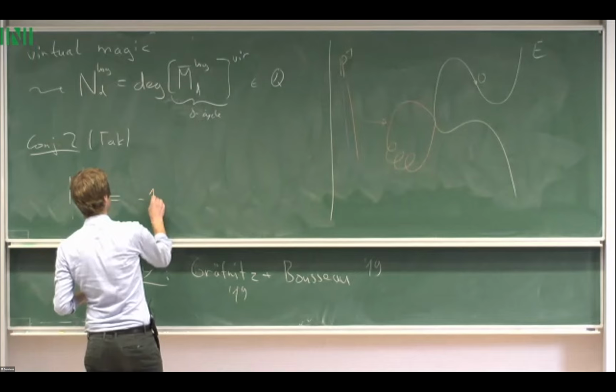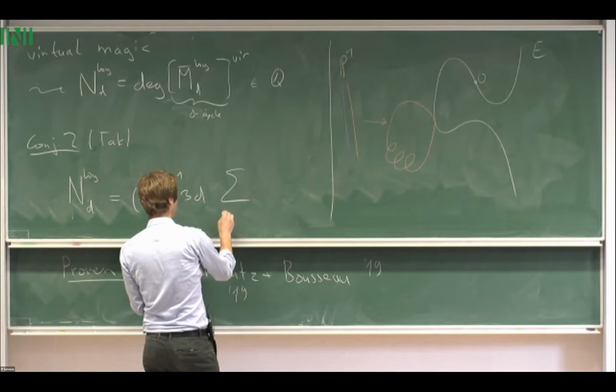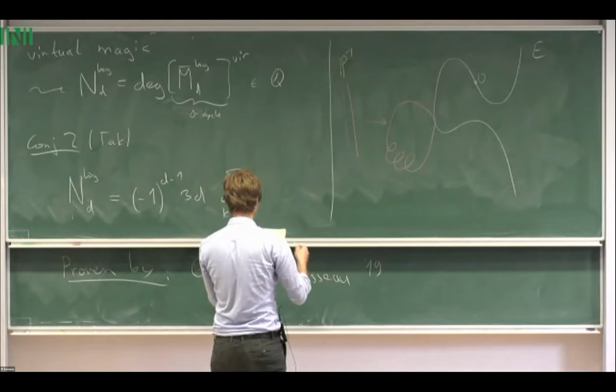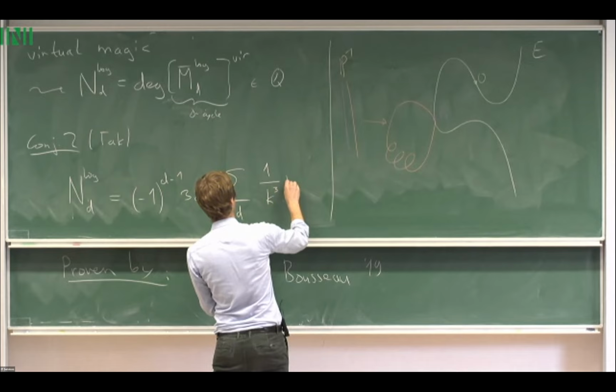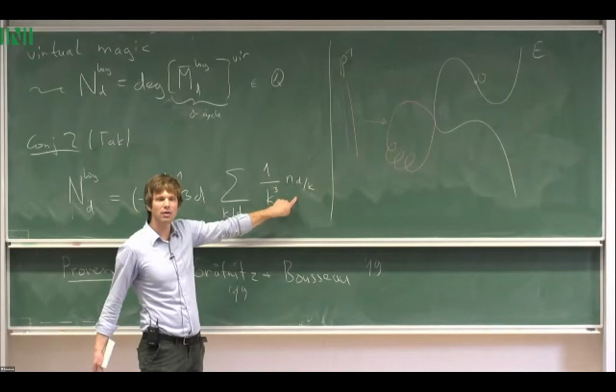There are always these signs that we carry with us. We never try to understand them because I'm not sure we can. They just come along for the ride. Okay, so we have a decomposition over all the divisors k of d: (-1)^... 1 over k cubed, little n_{d/k}.